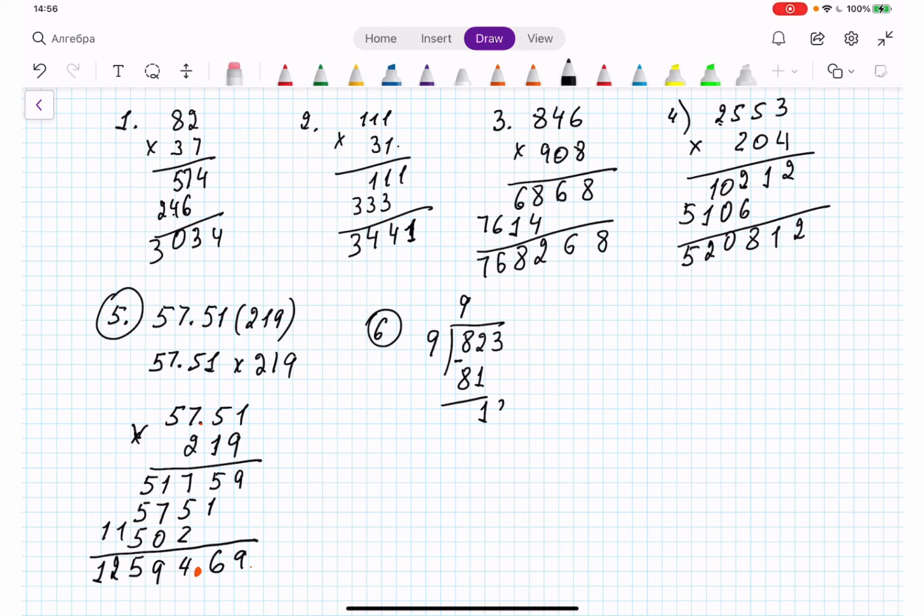And next number, bringing down 3, 13. If I take 13 divided by this 9, it's going to be 1 time, correct? Okay, so all right, we got remainder 13. So the answer is going to be 91, remainder 13. Okay, question number 7.